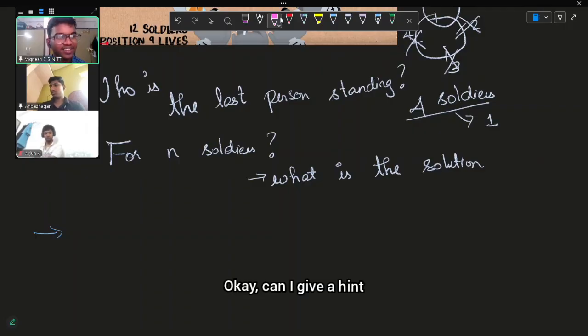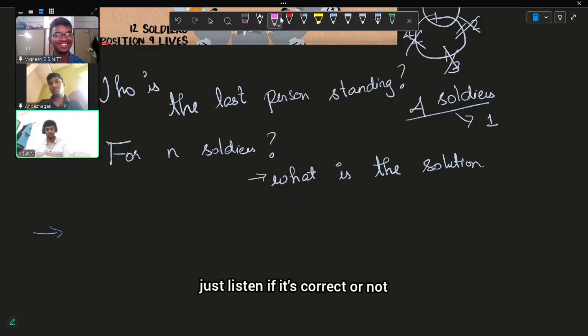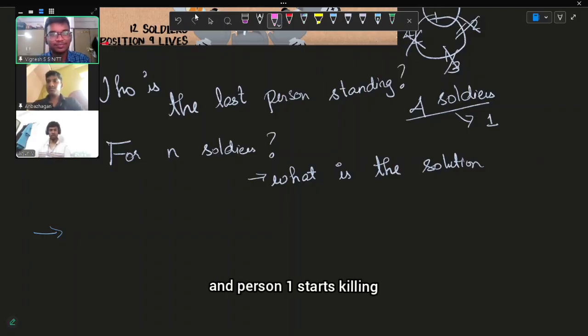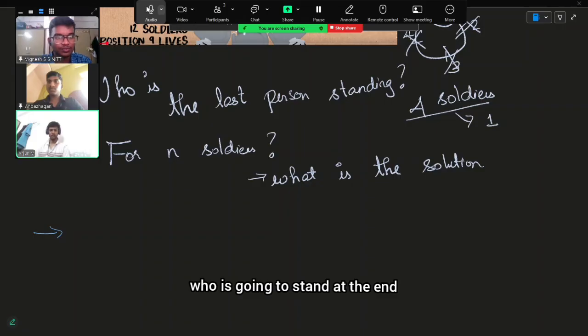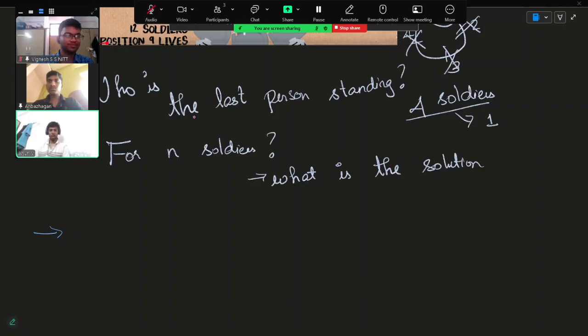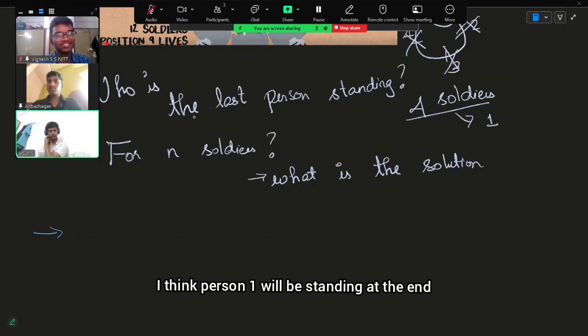Okay, can I give a hint? I have a logic, just listen if it's correct or not. If there are 4 people and person one starts killing, person one will be the person who's going to stand at the end. He'll be the survivor. So maybe you can try it for another, like 8 people, because 8 is another power of 2. If we tried it for 8 people also, I think person one will be standing at the end.